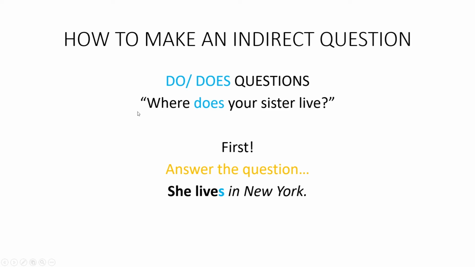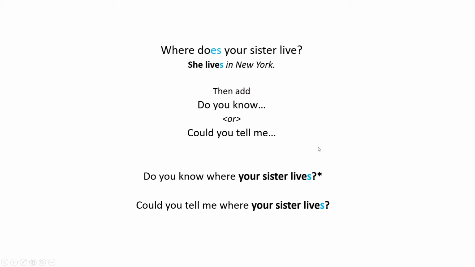So, where does your sister live? Same rule again. She lives in New York. Notice she lives, third person, I live, she lives. Okay. Where does your sister live? She lives in New York. So the indirect question would be, do you know where your sister lives? Or could you tell me where your sister lives? Notice that the S is on the end.